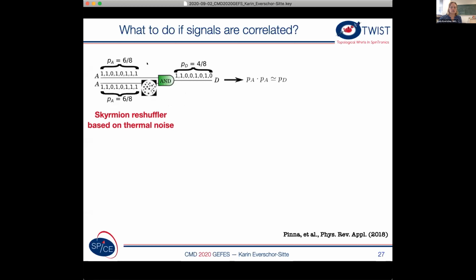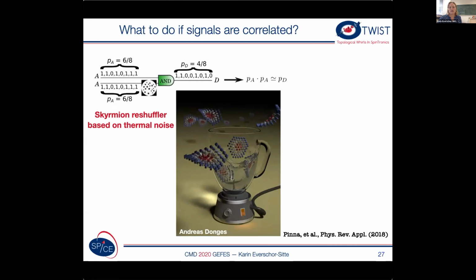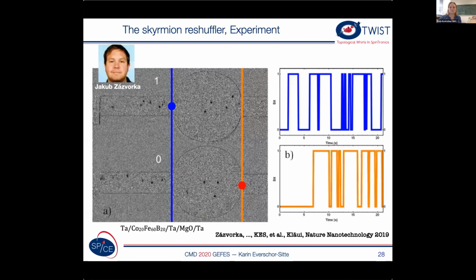And there was the suggestion by Julie Grollier's group, with Daniele Pinna being the first author, to use skyrmions as a reshuffler based on thermal noise. And in a very pictorial way, it looks like this. So you put skyrmions into a mixer, and then they come out at different times. And that's something that has been implemented by the Chloe group. So here's kind of the skyrmion mixer.